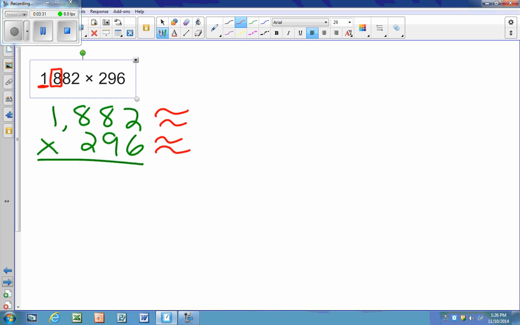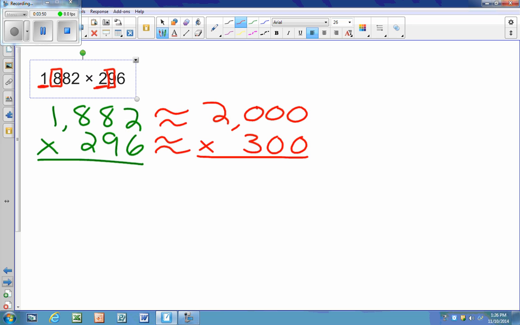The 8 in the box is 5 or more, so it tells me to up the score of the 1, so this turns into a 2,000. And then I do the same over here, and 9 ups the score of the 2 to a 300. I don't round all the way up to 1,000. I go to 300. I'm going to its largest place value. Then I multiply. So first thing that I need to do is cross off the zeros. And I have 6, and then I have to put 5 zeros back in.